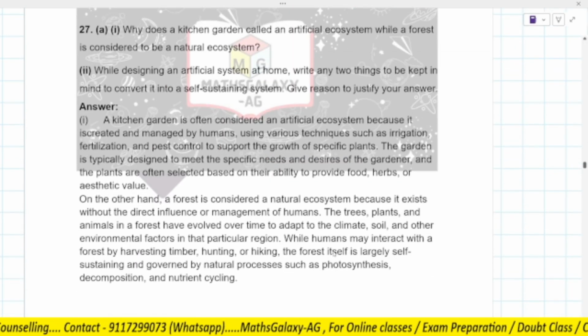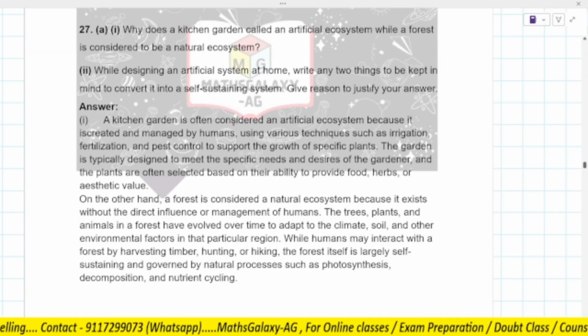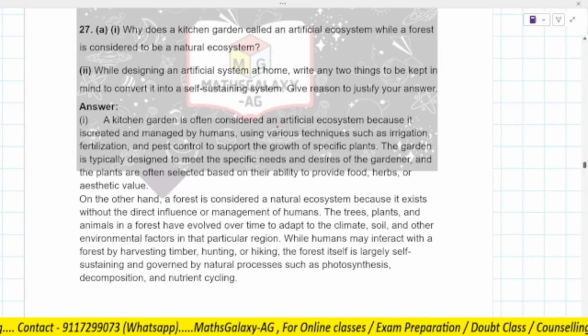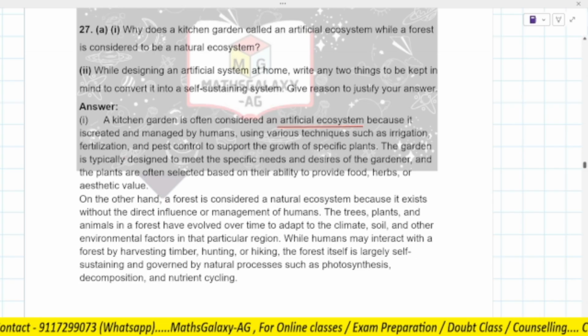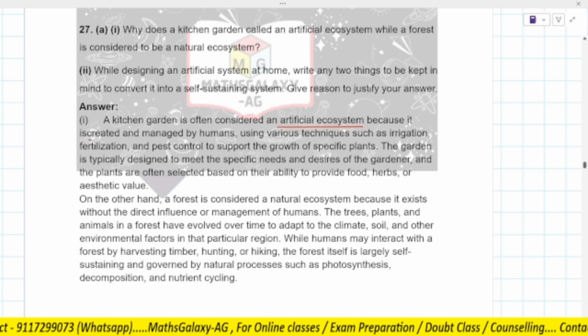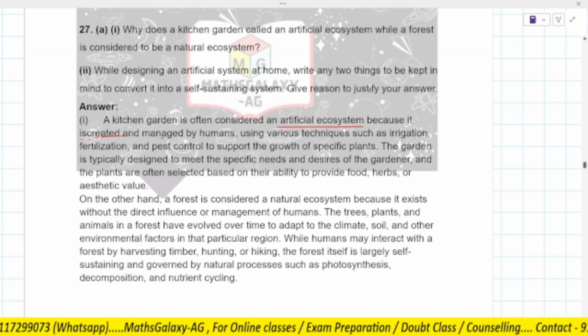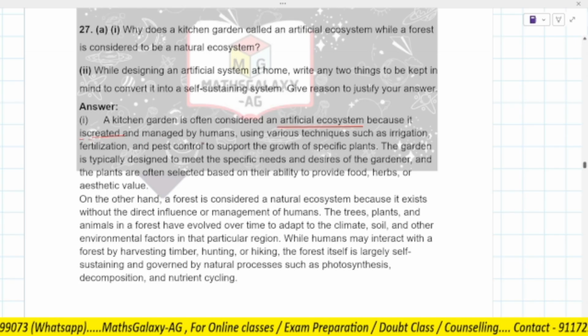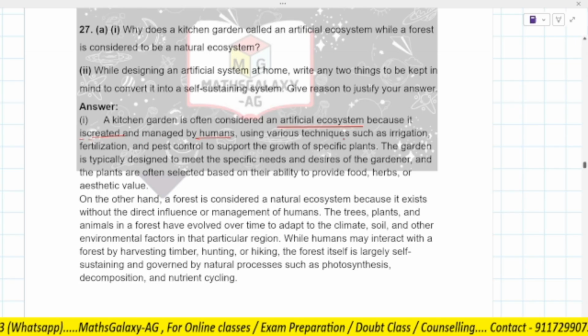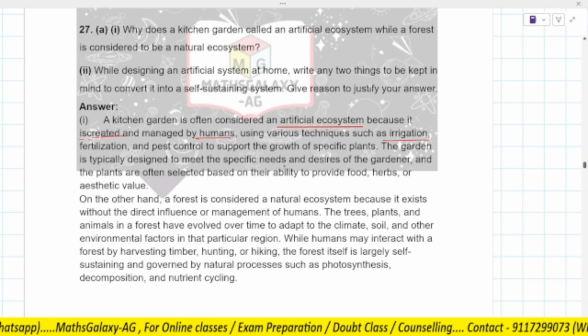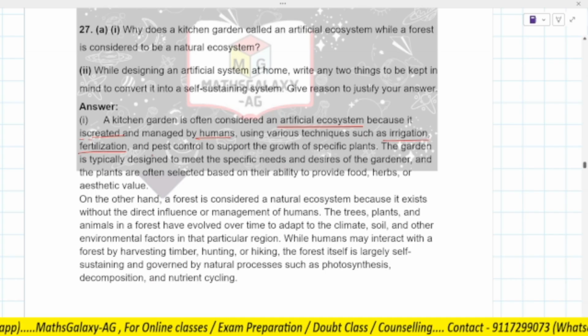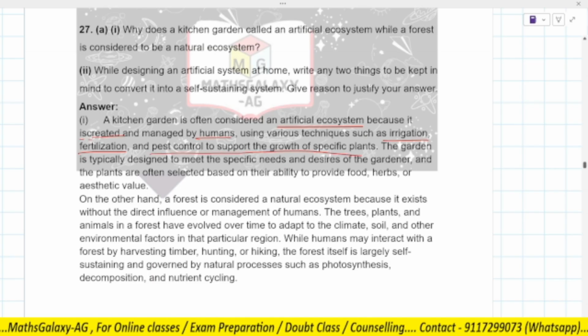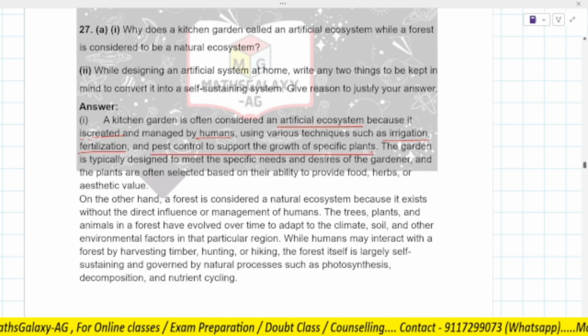Okay. So let's see here so that you will get the marks. Let's see how we will explain it. A kitchen garden is often considered an artificial ecosystem, right? Because it is created and managed by humans, right? Using various techniques such as irrigation, fertilization, and pest control to support the growth of specific plants.